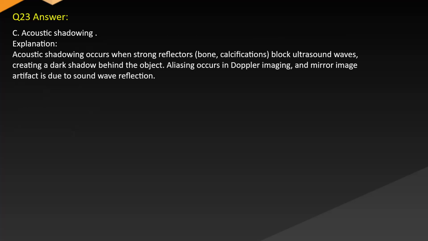Answer C. Acoustic shadowing. Explanation. Acoustic shadowing occurs when strong reflectors, bone, calcifications, block ultrasound waves, creating a dark shadow behind the object. Aliasing occurs in Doppler imaging, and mirror image artifact is due to sound wave reflection.